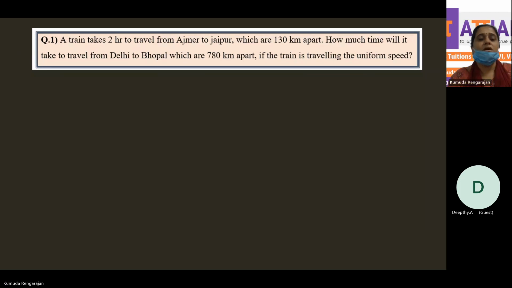A train takes, listen to me, 2 hours to travel from Ajmer to Jaipur, which are 130 kilometers apart. How much time will it take to travel from Delhi to Bhopal, which are 780 kilometers apart, if the train is traveling at uniform speed? So what is the distance between Ajmer and Jaipur, children?